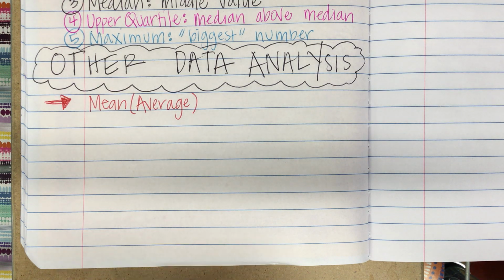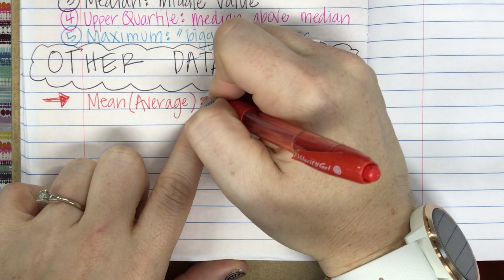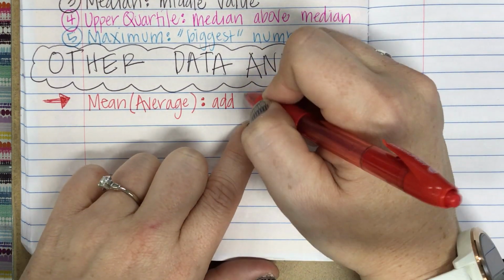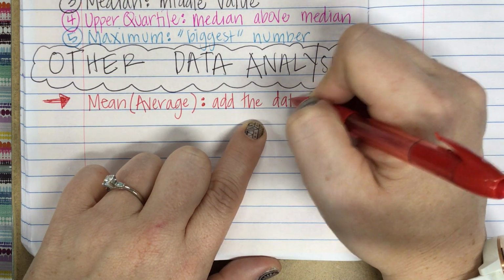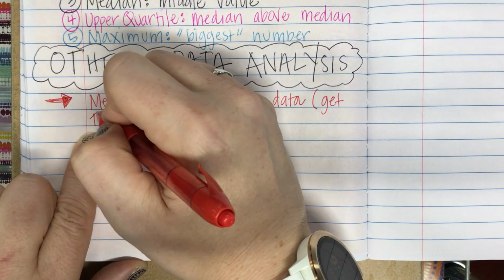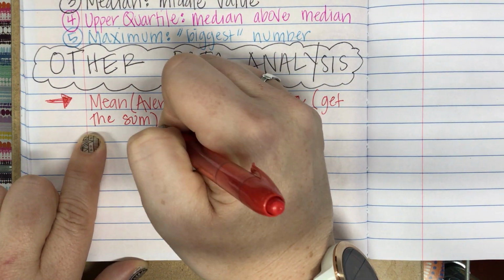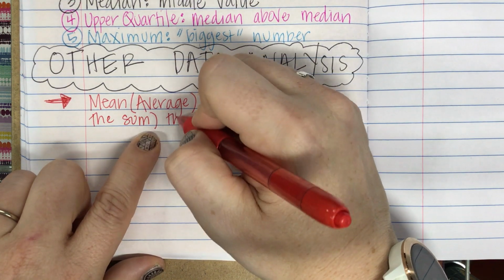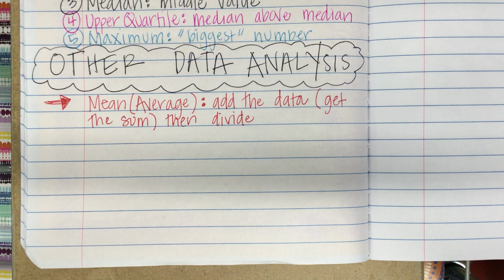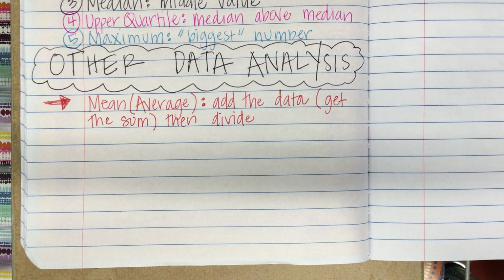So the key to doing the mean or the average is to add the data, get the sum, the answer, then divide. We get too much of a roll. We start just moving, and we forget that you have to find that sum first and then divide. It's a common mistake.